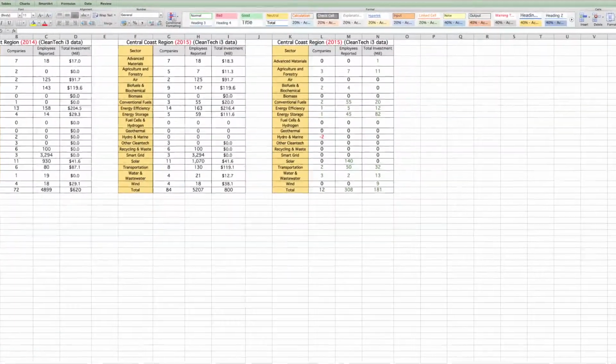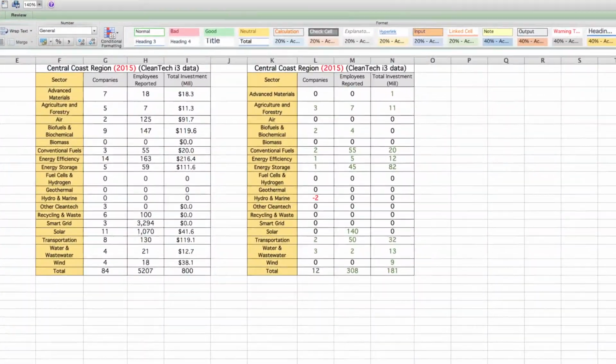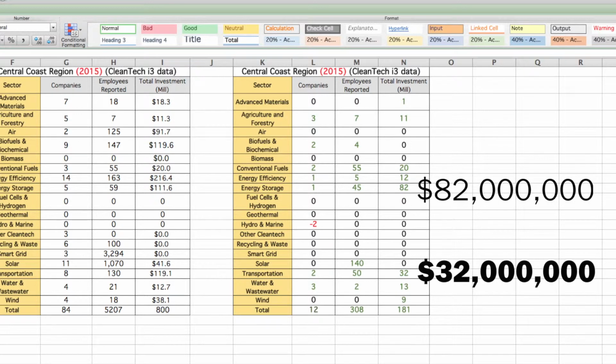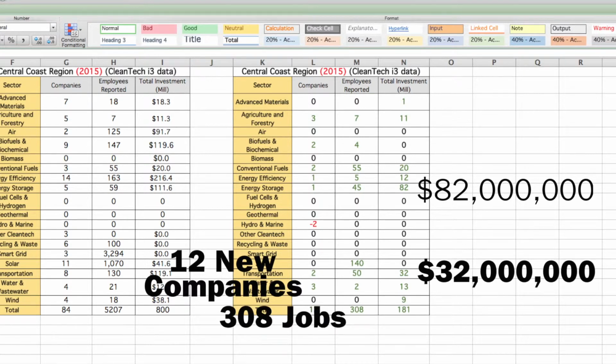This is a summary for the Central Coast. Let's look at changes between 2014 and 2015. If we look at the table on the far right, we can see that the greatest growth occurred in energy storage in terms of investment. $82 million was put into that. There was some growth in jobs. And if we look at transportation, that was the second area where the most growth was. Overall, we saw 12 new companies get established there since 2014, and we see 308 jobs generated in that area, and 181 million was invested.